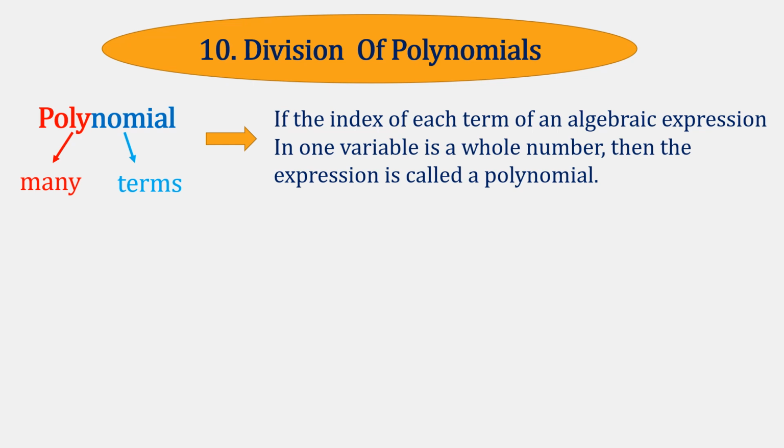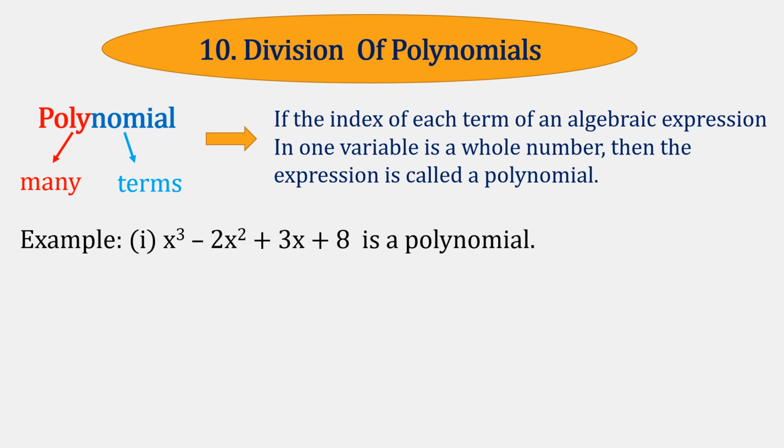Now, in short, if you see, a polynomial means an algebraic expression with more than one term. A binomial is also considered a polynomial, but one term, two terms and three terms are given specific names, that is monomial, binomial and trinomial. Now an algebraic expression with more than three terms, we will simply call a polynomial. Now example, x cube minus 2x square plus 3x plus 8. Here four terms are there, so it is a polynomial.